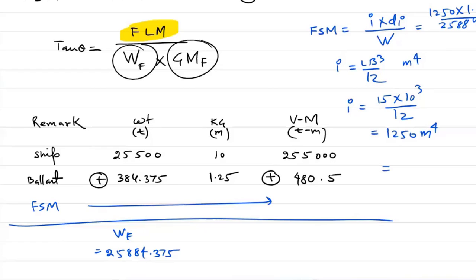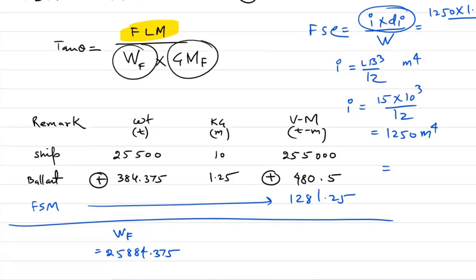Oh, we are wrong. Actually, we have calculated the free surface correction directly. This is the formula for free surface correction. Free surface moment is i into density only. You are making a mistake here. What is i into density? We could have done it that way also, but okay. So that is 1281.25.